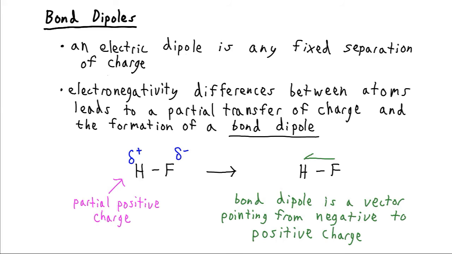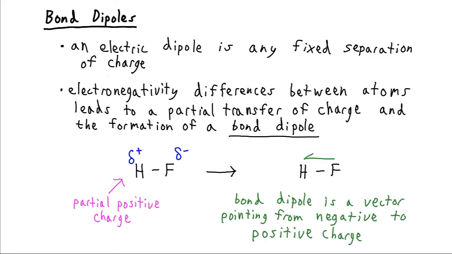So the way we're going to represent the partial charges is we use this Greek letter delta, and delta plus means you have a partial positive charge, delta minus means you have a partial negative charge. Fluorine, being the more electronegative element, is the one that picks up the electrons in this unequal bond. And so therefore, it has extra electrons, a negative charge. Hydrogen, its electrons have been pulled away, exposing more of its positive charge, so it has that partial positive charge.